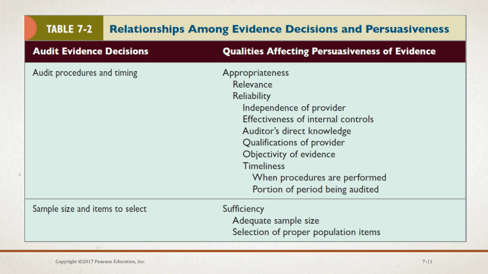Timeliness. When procedures are performed and the portion of the period being audited. Sample size and items to select. Is it sufficient? Is there an adequate sample size? The selection of proper population items.